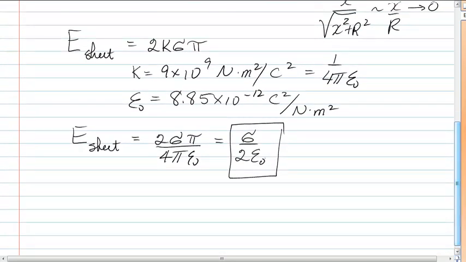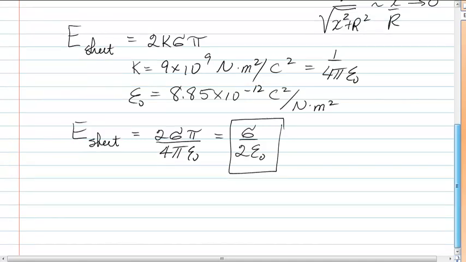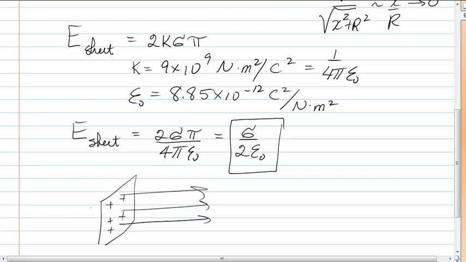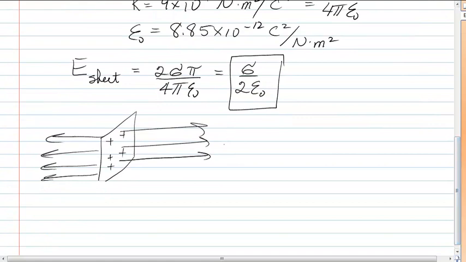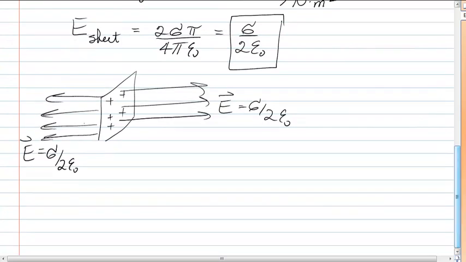Notice that this does not have any x or r in it. It means that for a sheet of charge, the electric field is constant throughout space on either side of the sheet. On that side and on this side, there are no edge effects. We don't have to make the electric field lines curvy on the edges because it's an infinite sheet. So this is E, sigma over 2 epsilon naught, and E over here would also be sigma over 2 epsilon naught. Basically it's the same value everywhere, emanating perpendicular to the plane of the sheet out in both directions.